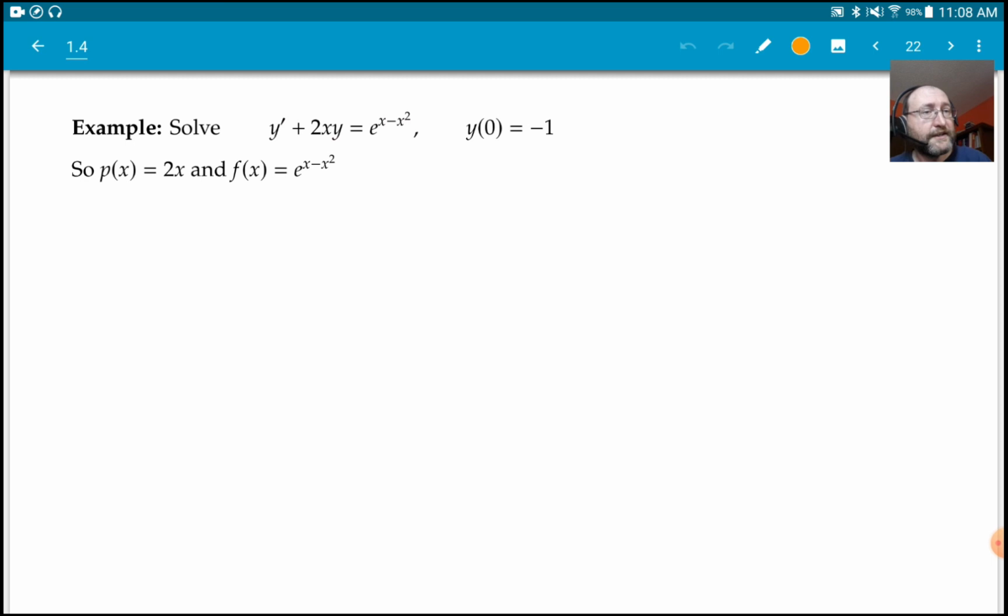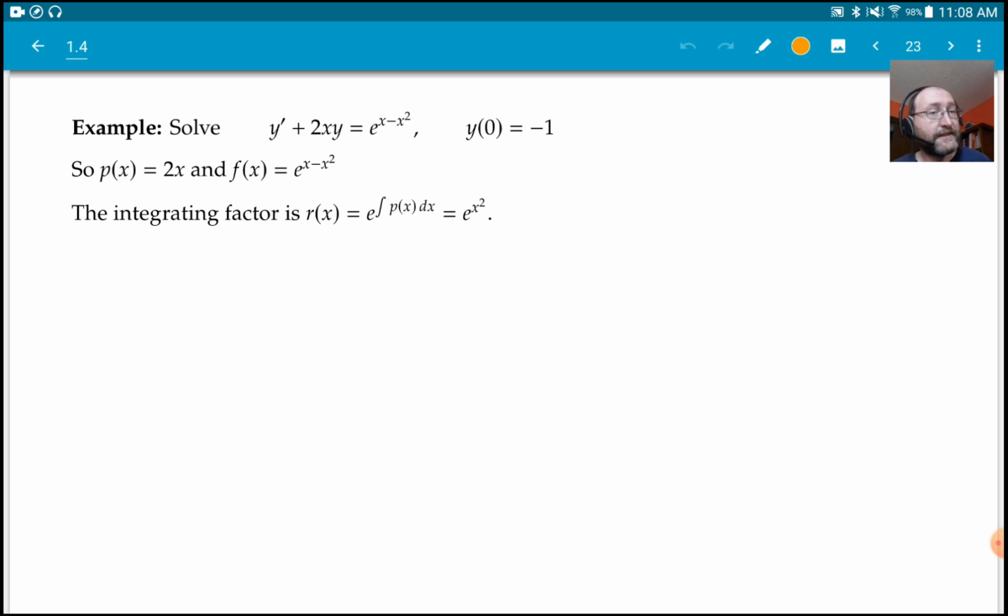So here, let's identify the different things. p was the thing in front of the y, the coefficient in front of the y. So that's 2x. And then f was the right-hand side, and that's e to the x minus x squared.